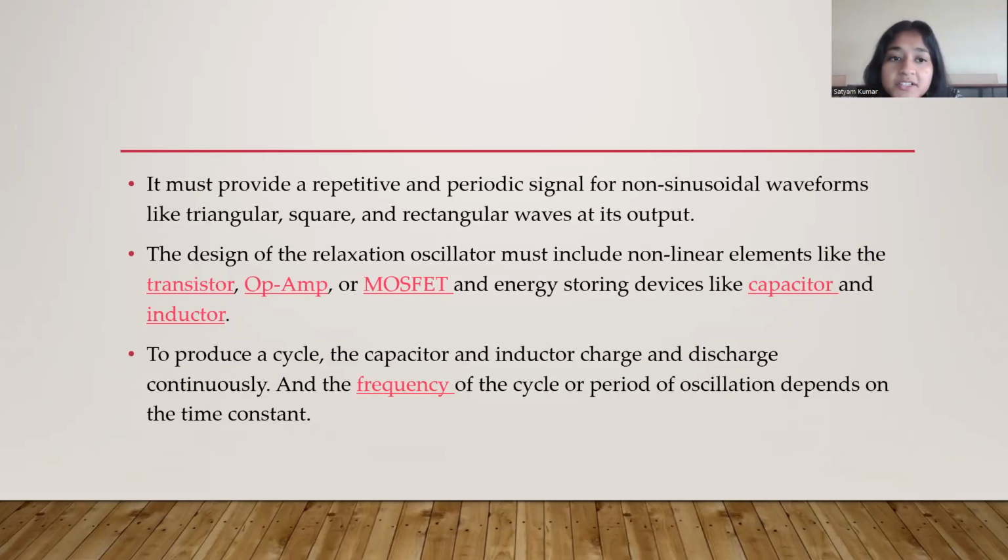Now, a relaxation oscillator must provide a repetitive and periodic signal for non-sinusoidal waveforms like triangular, square, and rectangular waves at its output. The design of the relaxation oscillator must include nonlinear elements like the transistor, op-amp, and MOSFET, and energy storing devices like capacitor and inductor. To produce a cycle, the capacitor and inductor charge and discharge continuously, and the frequency of the cycle or period of oscillation depends on the time constant.